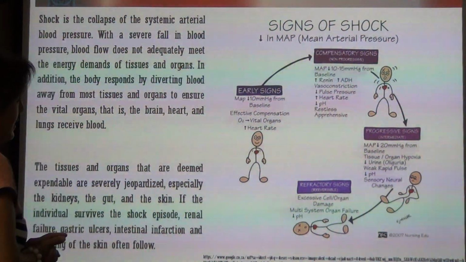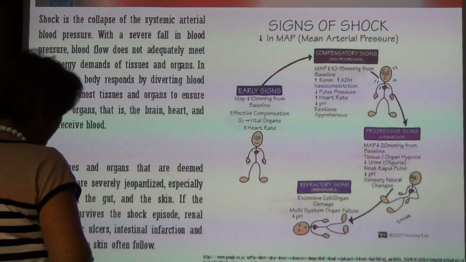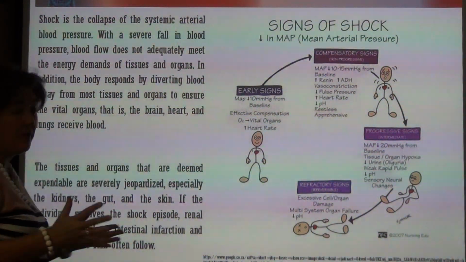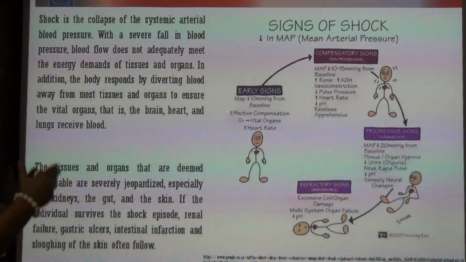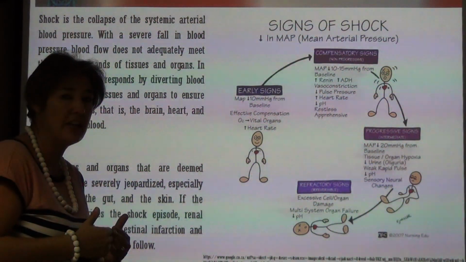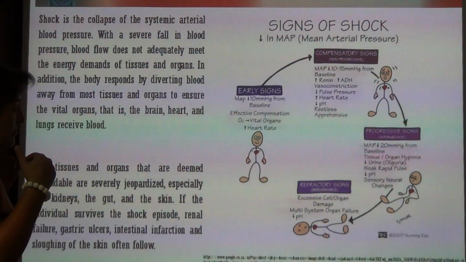Okay, so the last one that we need to look at is shock. Now all of you are familiar with shock. Now what is shock? Shock means that there's a dramatic decrease in your blood pressure.